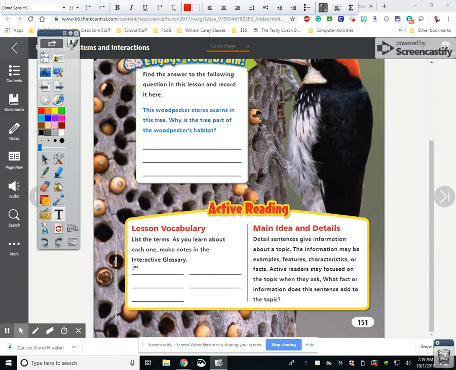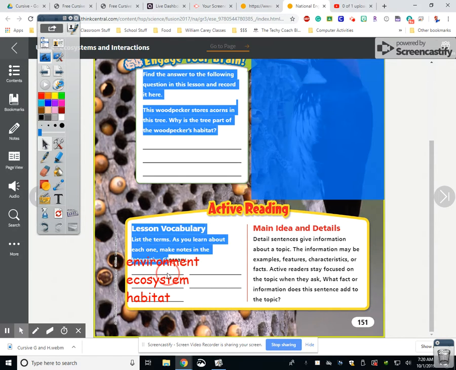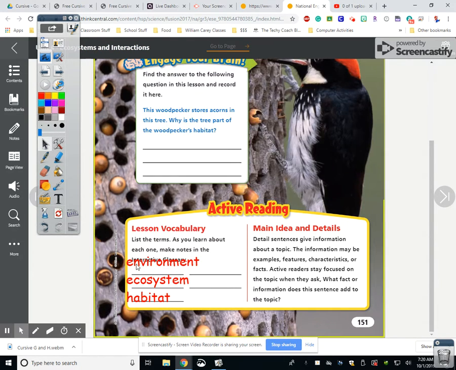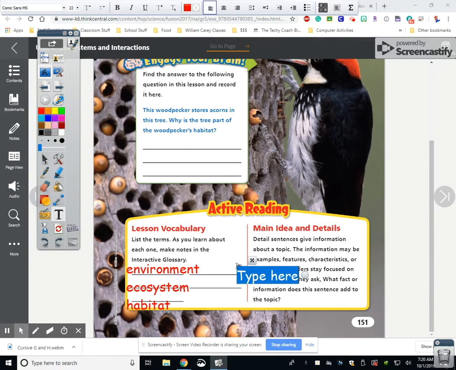So up here, you have the words on the board, your vocabulary, and they are environment, ecosystem, habitat. Okay, so there's those two, and then your other two words are population and community. So those are your 5 words that you need to have written down right here on this page. They're also on the board. If you need to pause it and come back, please do so.